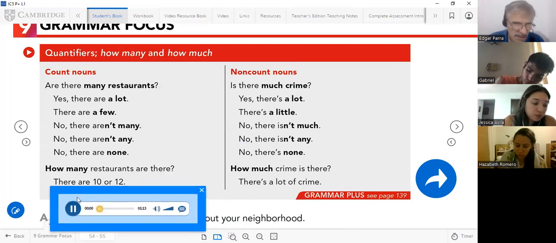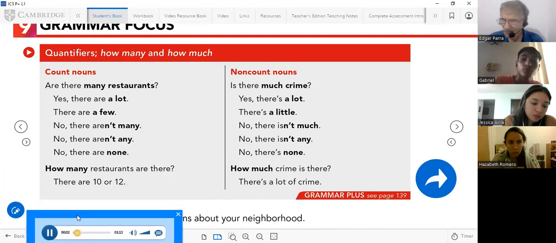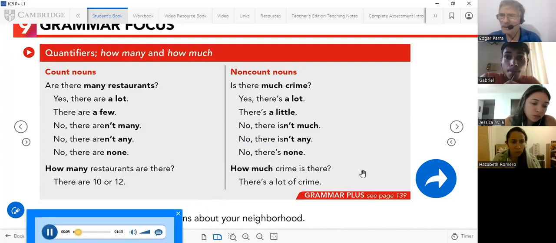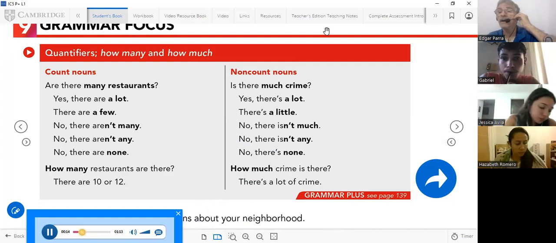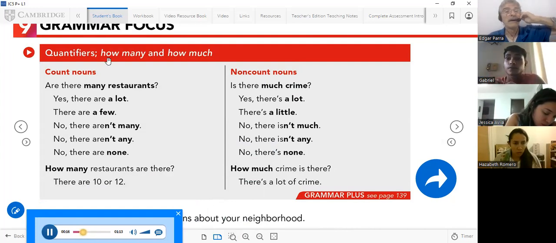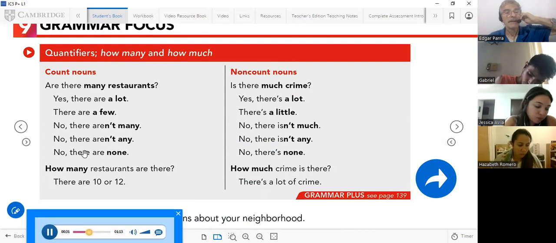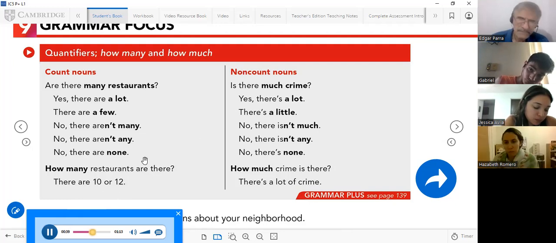Page 54. Exercise 9. Grammar focus. Quantifiers. How many and how much. Count nouns. Are there many restaurants? Yes, there are a lot. There are a few. No, there aren't many. No, there aren't any. No, there are none. How many restaurants are there? There are 10 or 12.